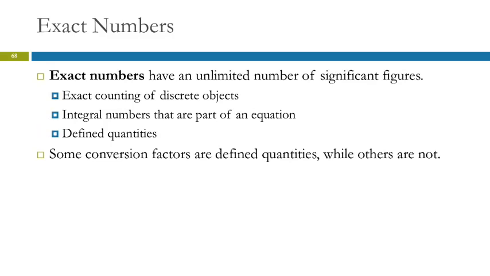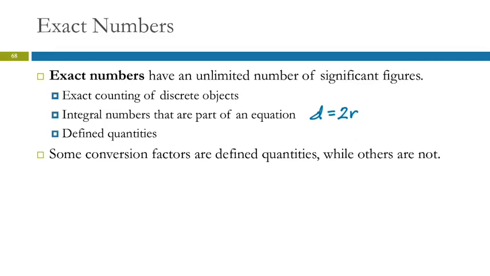Integral numbers that are part of an equation. So the diameter of a circle is 2 times the radius. This number is an integer that's part of an equation. The diameter is exactly 2 times the radius. Okay.